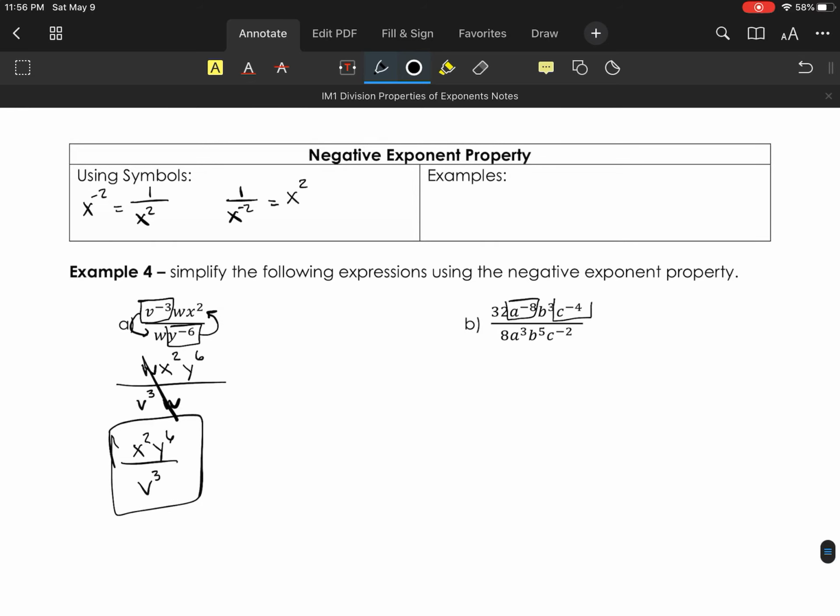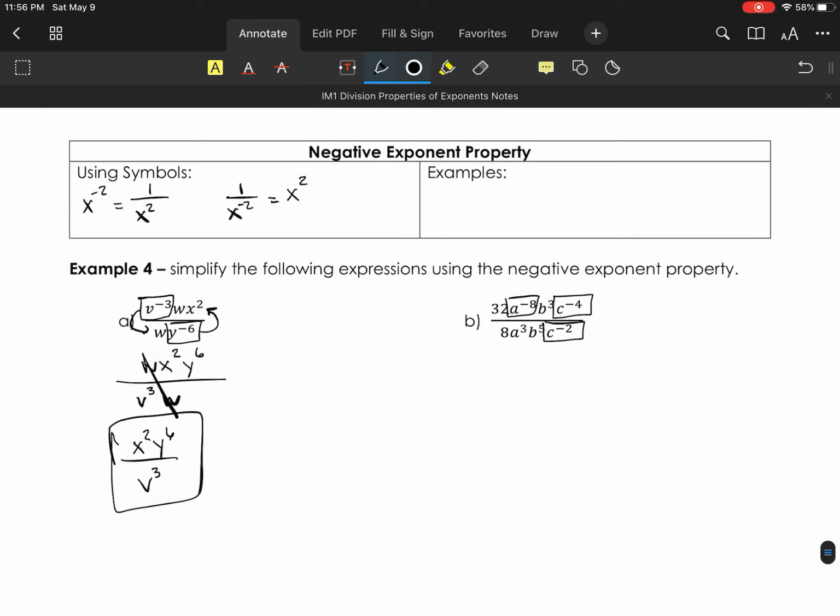All right, then on letter B, I'm going to start by moving around some stuff. So a to the negative 8, c to the negative 4th, and c to the negative 2 are my negative exponents. So I'm going to start by shifting the a down to the denominator. I'm going to switch around the c's: c to the negative 4 to the bottom and c to the negative 2 to the top. Get rid of those negatives. So I have, first of all, 32 b to the 3rd, c squared, because I moved that part up to the top. Then I have 8, a to the 8th, a to the 3rd, b to the 5th, and then my c that I've now moved to the bottom is c to the 4th.